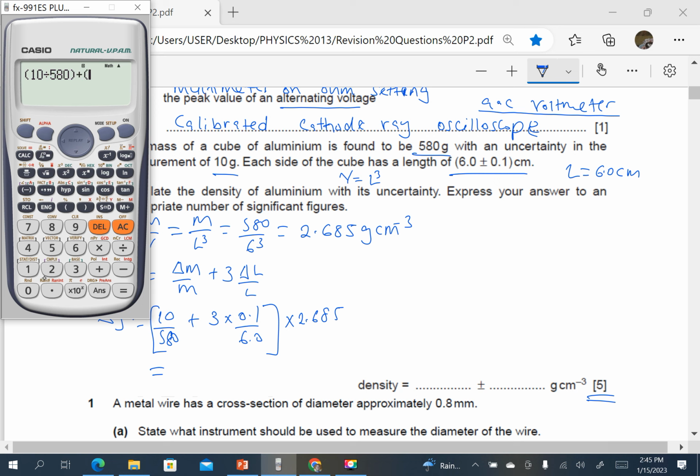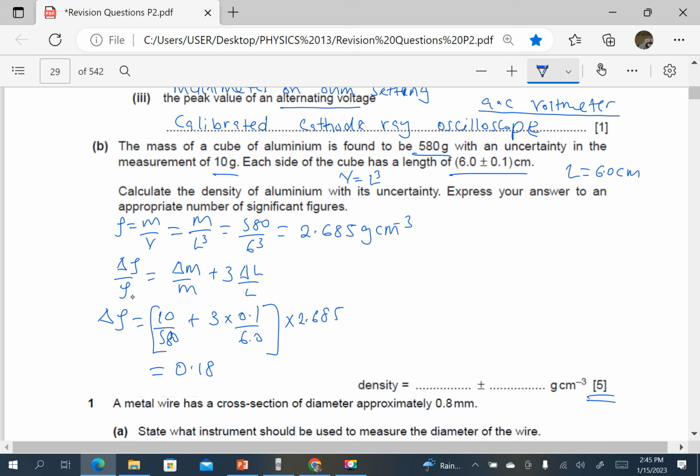So this will be 10 divided by 580 plus 0.3 divided by 6, then times 2.685. I'm getting 0.18. To one significant figure, it is approximately 0.2 as the absolute uncertainty, so this is 0.2. Because it is one decimal place, I'll write the final answer to one decimal place, which makes this 2.7.